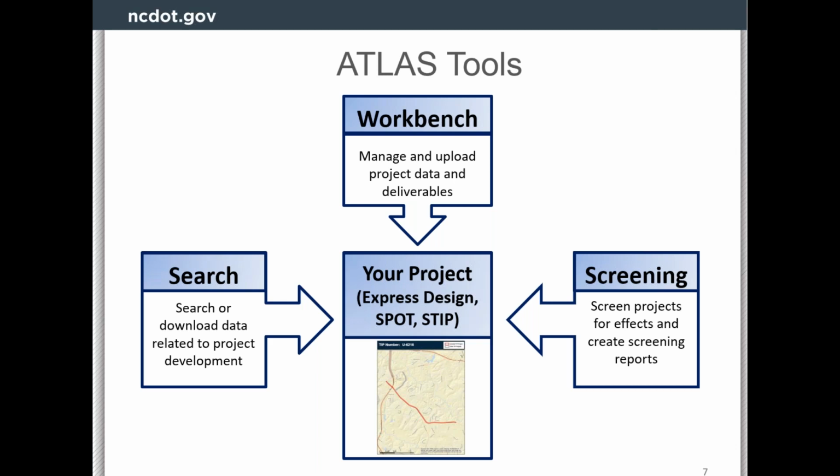We have a search tool, which allows users to upload a project corridor or draw one, and they can download any of the 700 layers that we reference down to their local drive to help them do the work locally on their desktop. We also provide a screening tool, which is a standardized screening of a project corridor, which allows the upload of a project corridor or once again a drawing or a buffering of an existing STIP project.